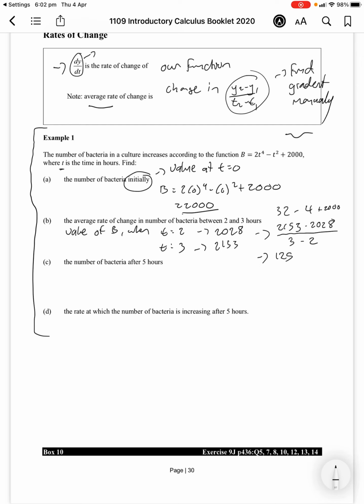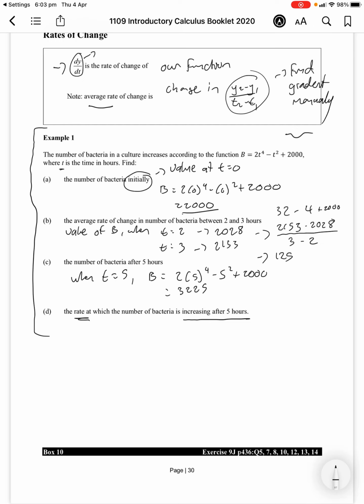The number of bacteria after 5 hours. We can essentially do the same thing. When t is equal to 5, B is equal to, we're going to sub 5 into t, press some buttons in our calculator, which I'm doing now, and we get 3,225.